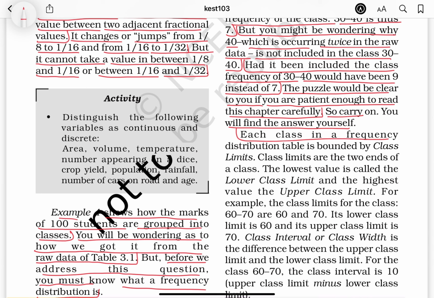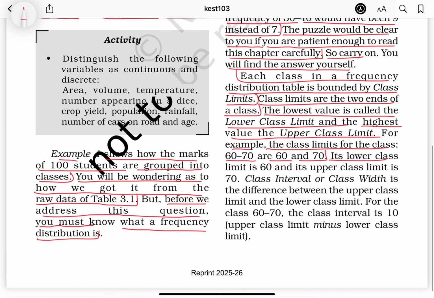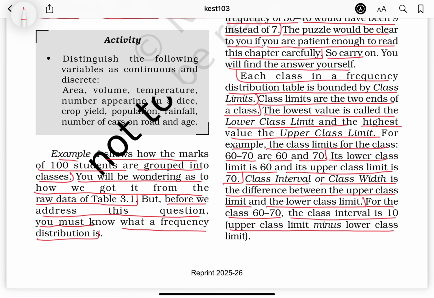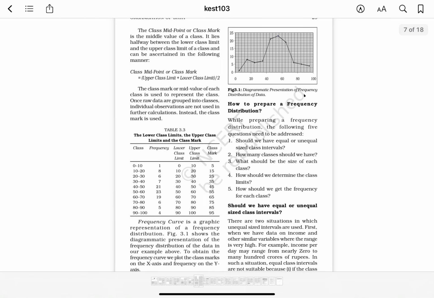Each class in a frequency distribution table is bounded by class limits. Class limits are two ends of a class. The lowest value is called the lower class limit and the highest value the upper class limit. For example, the class limits for the class 60 to 70 are 60 and 70. Its lower class limit is 60 and its upper class limit is 70. Class interval or class width is the difference between the upper class limit and the lower class limit. For the class 60 to 70, the class interval is 10, upper class limit minus lower class limit.